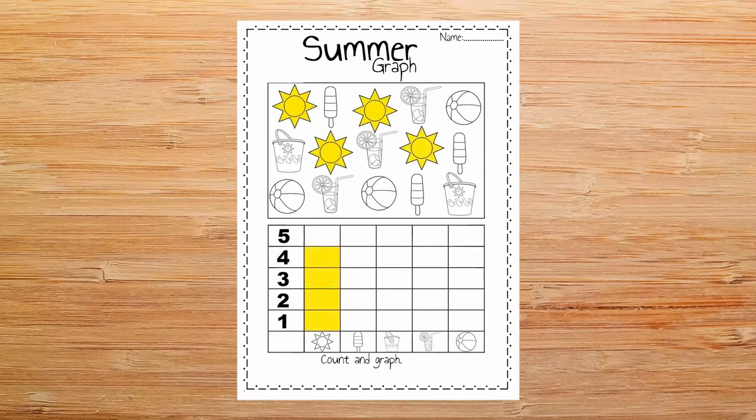Well done. The next picture we're going to do is the ice cream. Let's see if we can find all the ice creams in the picture above. And now that I've finished coloring them in, let's count them together. 1, 2, 3. And remember to graph and show your findings below by coloring in 3 squares above the ice cream. Well done.